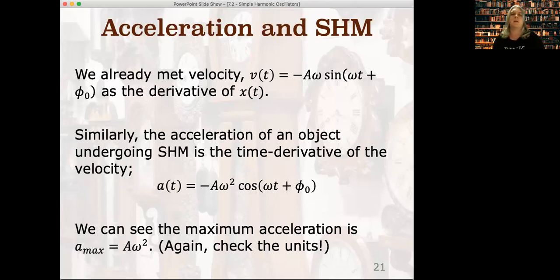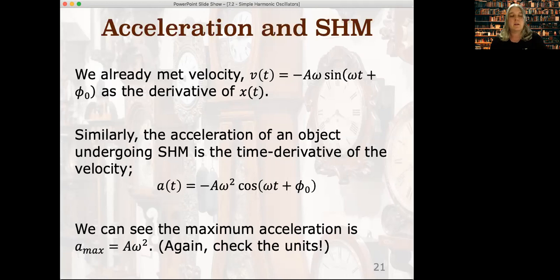We've already met velocity. We figured out the equation of motion, x as a function of time. We saw that the velocity was going to be the derivative of that with respect to time, the slope of the position-time graph. And that gave us negative A omega sine of omega t plus phi naught. Similarly, the acceleration is the time derivative of the velocity. It's the slope of the velocity-time graph. Hopefully we all remember those basic relationships. Do refresh yourselves on them if you're not confident.